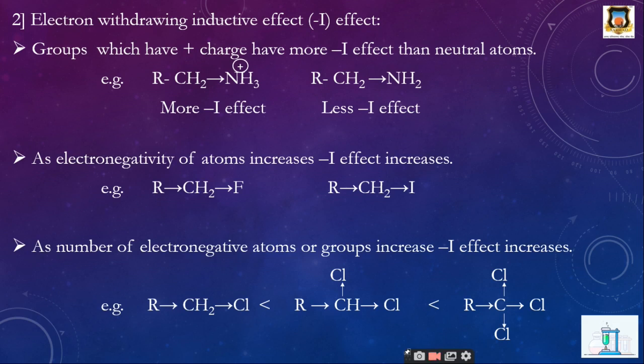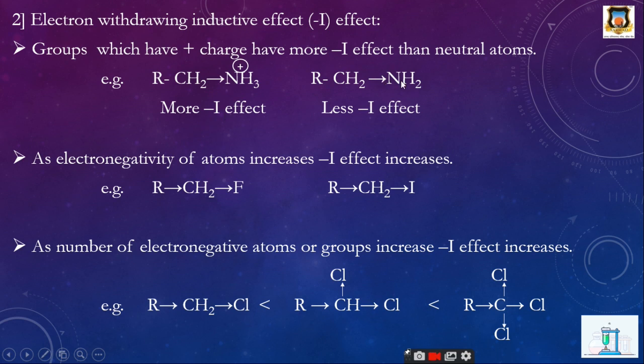For example, RCH2NH3 plus. Here nitrogen is positively charged. In the second case, this nitrogen is neutral, that is, with its electron pair. Here this nitrogen is positively charged. It is electron deficient. Therefore, it pulls electrons from this carbon. Therefore, it exerts minus I effect.